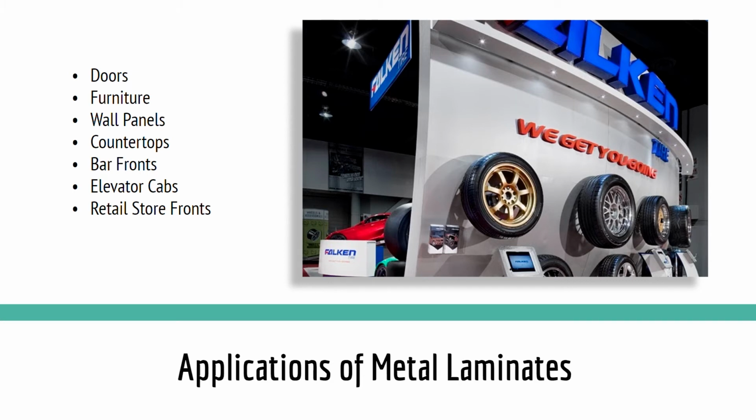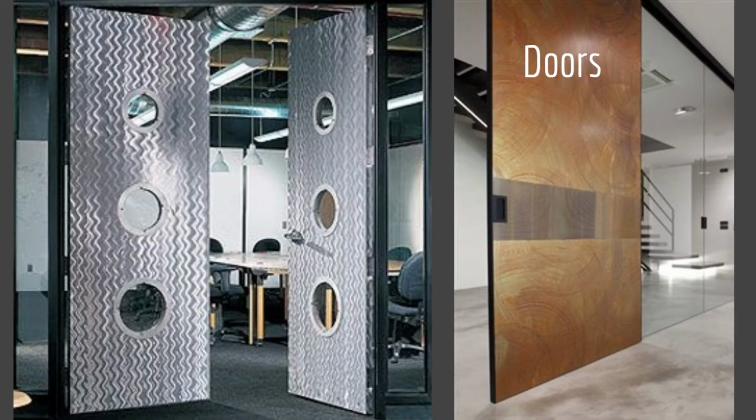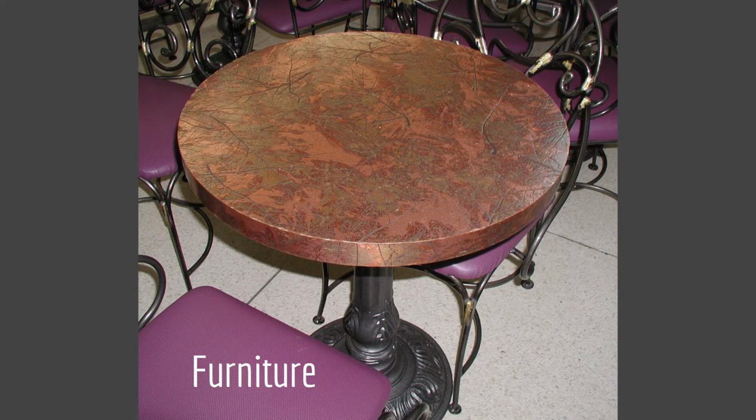Applications of metal laminates. Doors, furniture, wall panels, countertops, bar fronts, elevator cabs, retail storefronts, and many more. Doors. These metal laminate sheets allow for creativity and unusual applications. Furniture. Some metal laminates, like the stamped copper, can be used for tabletops and other horizontal surfaces.